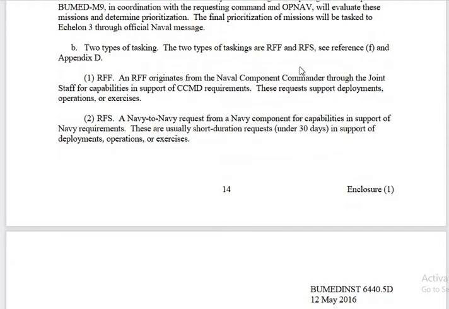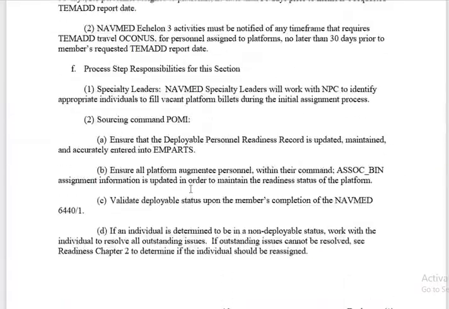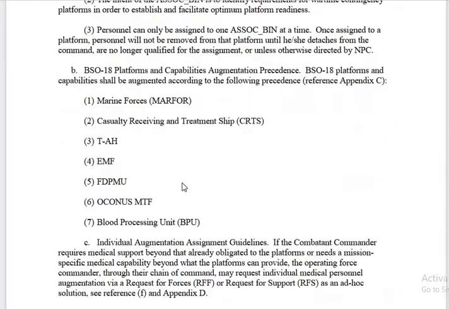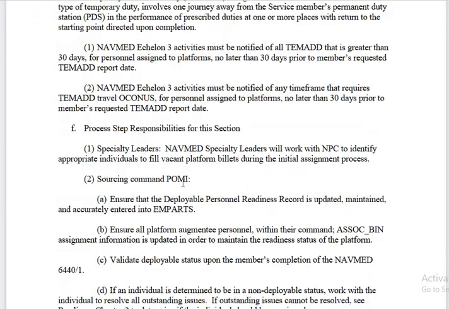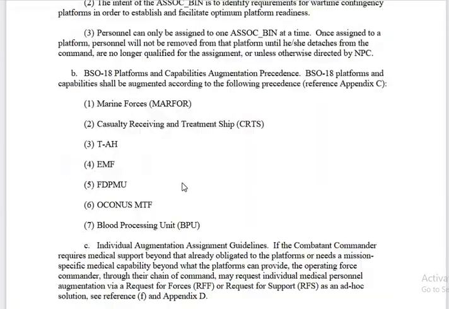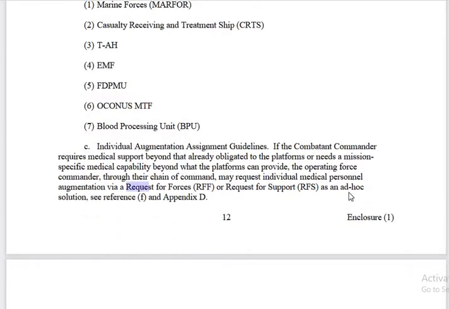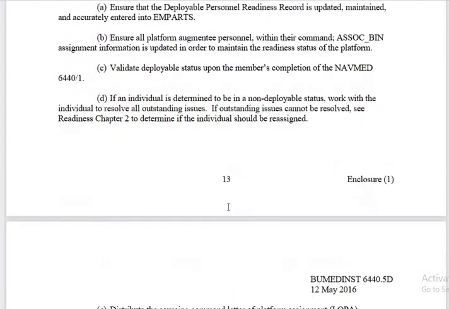So again, here's the request for forces, and let's see, RFS. Let's look at that one more time. There you go. Request for forces versus request for support.